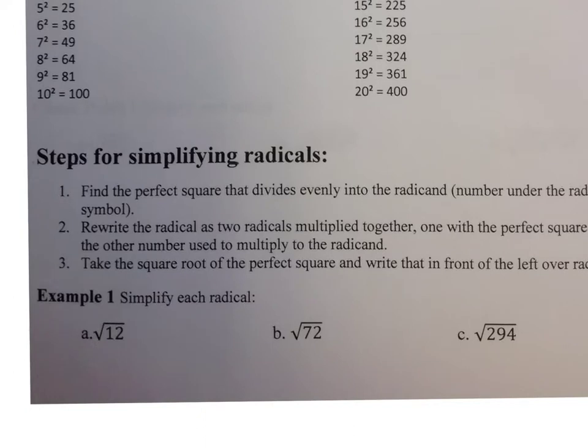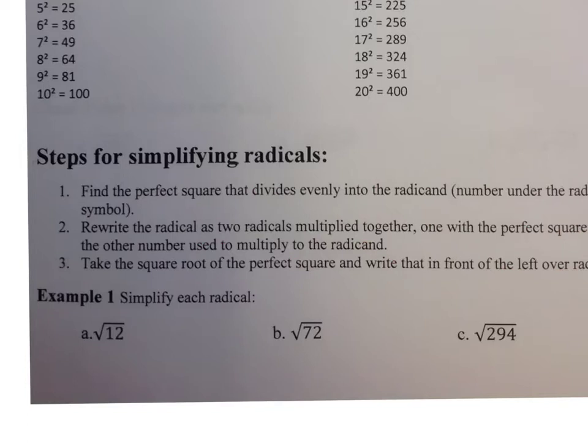So let's look at the steps for simplifying radicals. First thing is find the perfect square that divides evenly into the radicand. That's the number under the radical symbol. Second is rewrite the radical as 2 radicals multiplied together, one with the perfect square and the other number used to multiply to get the radicand. 3 is take the square root of the perfect square and write it in front of the leftover radical. So let's try it. Example 1.